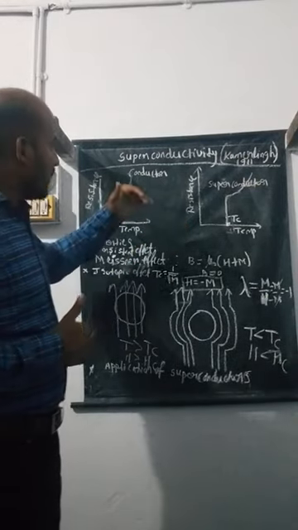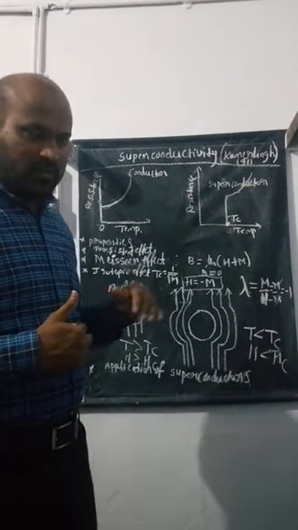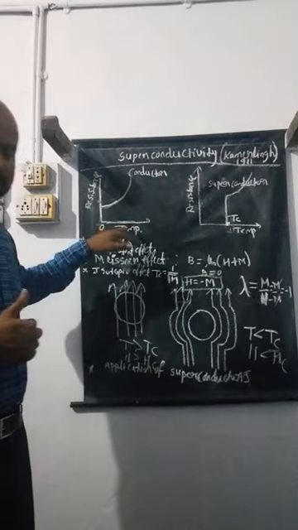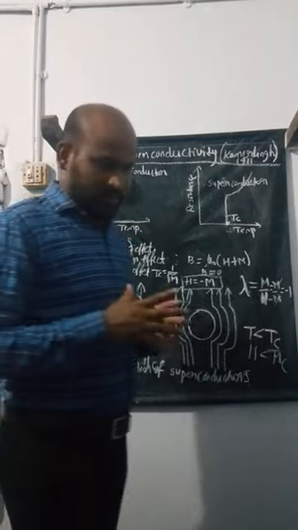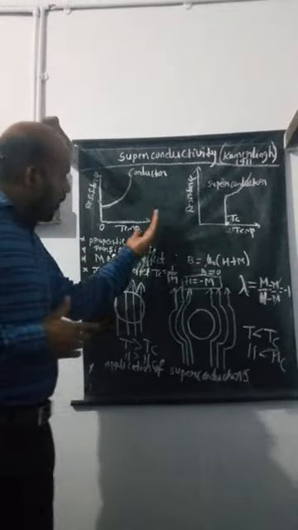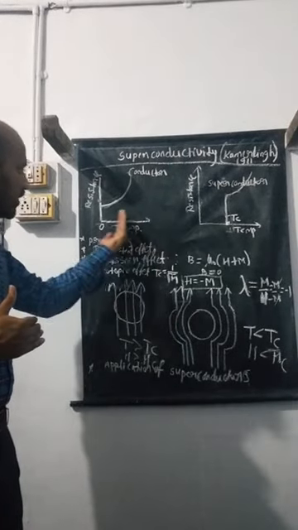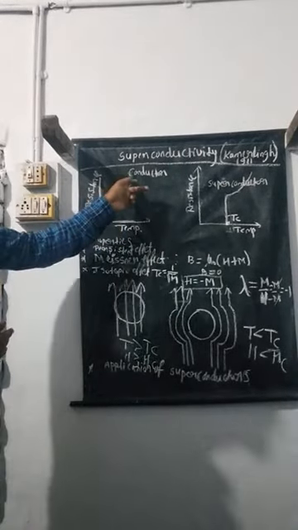First I have taken the graph of a conductor. On the x-axis I consider the temperature and on the y-axis I consider the resistance. As you decrease the temperature, the resistance or resistivity also decreases, but the conductor still has some resistance.